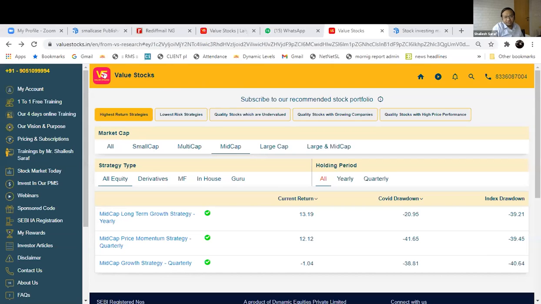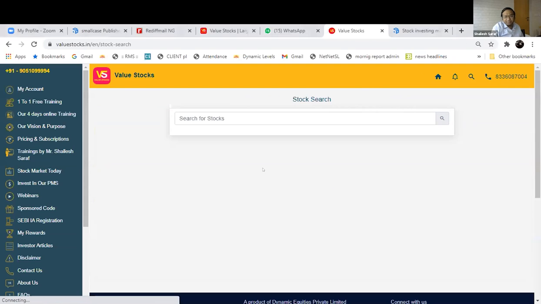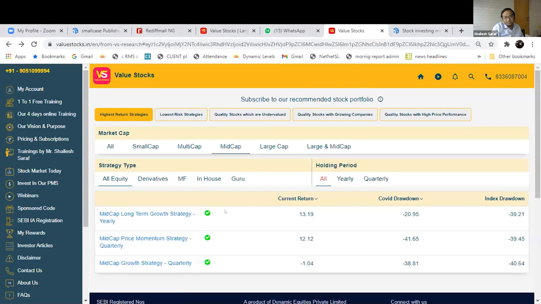Hassanji, you have an account with which broker? With Geojit. Oh, Geojit. Okay. So these are the different strategies, if you see in the app. These are all equity strategies. Vikash, go down.